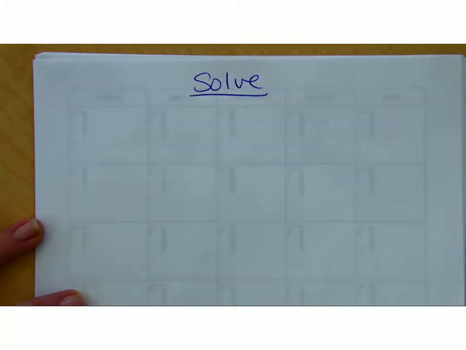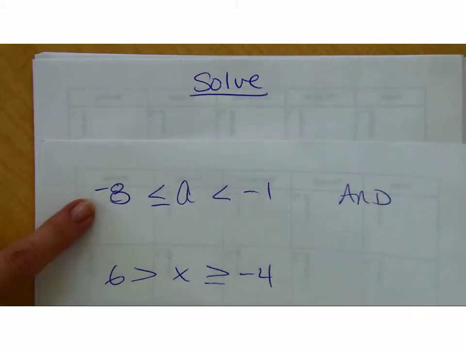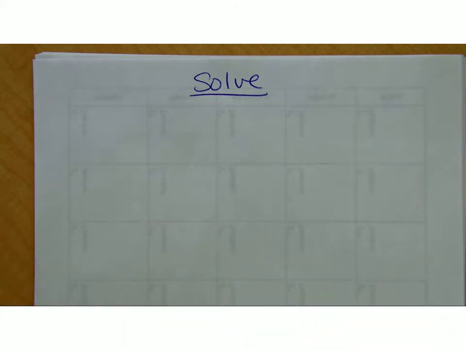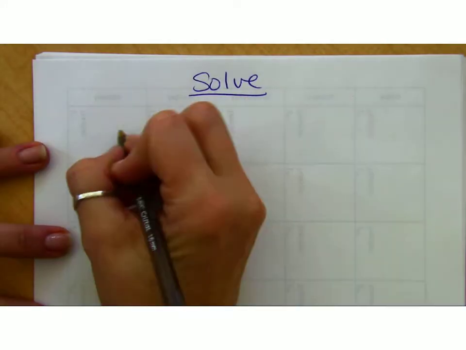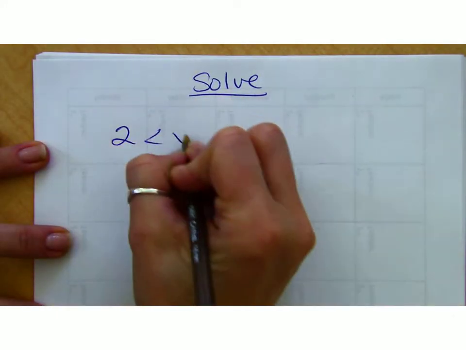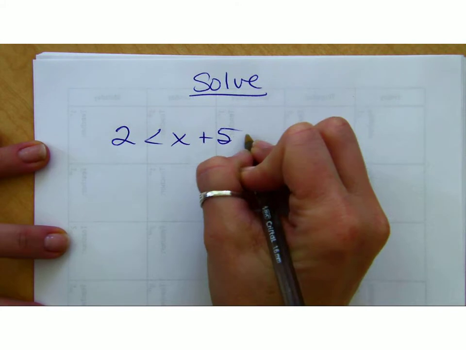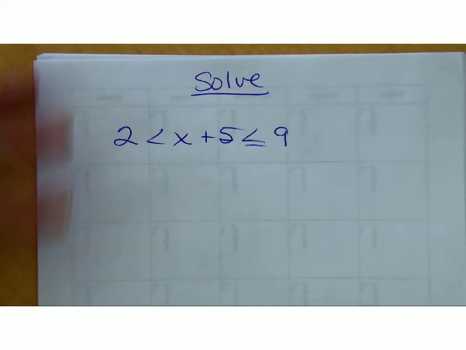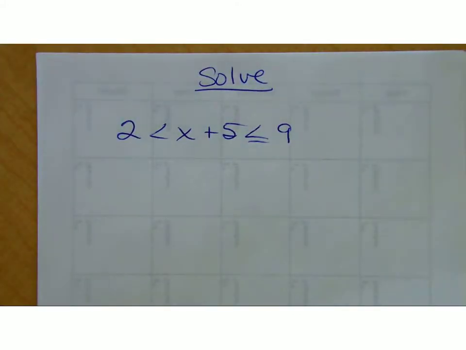So here's the deal. I'm not just coming right out and giving you the actual inequality like, oh, hey, it's already figured out, solve it or graph it. I'm not even giving you a sentence. I'm giving it to you written like this: 2 is less than x plus 5, which is less than or equal to 9. So, no words. You have to solve it.